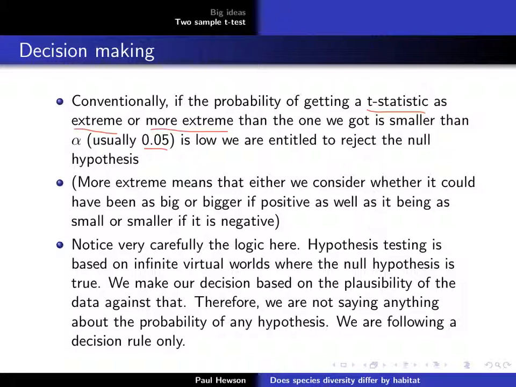So if the t-statistic is either incredibly big or incredibly small, given how we believe the t-statistic should behave, we're entitled to reject the null hypothesis. And the important thing to note is the logic. It's all based on creating infinite virtual worlds where the null hypothesis is true, and then looking at the plausibility of the data against that. And notice what we don't do: we don't say anything about the probability of any hypothesis. We just use a decision rule to decide whether we can reject the null hypothesis.